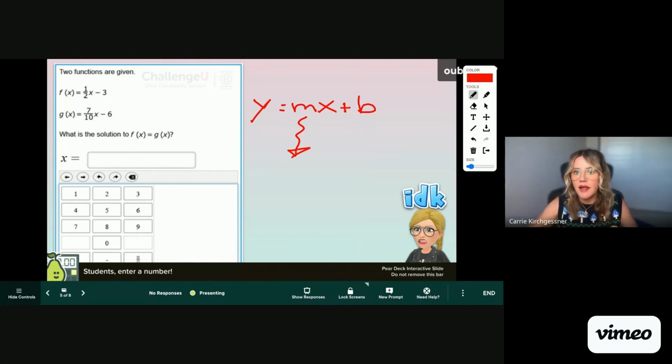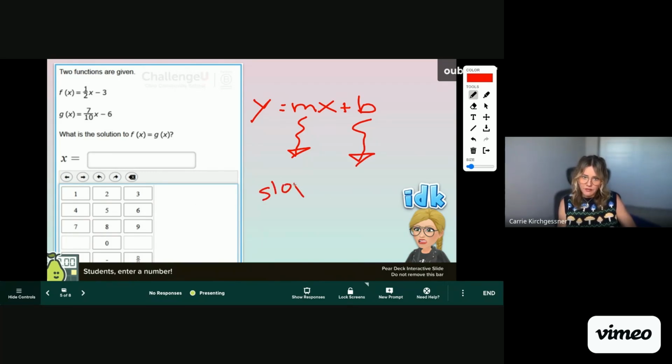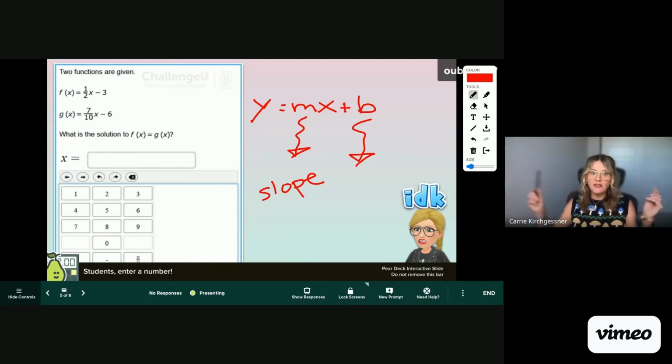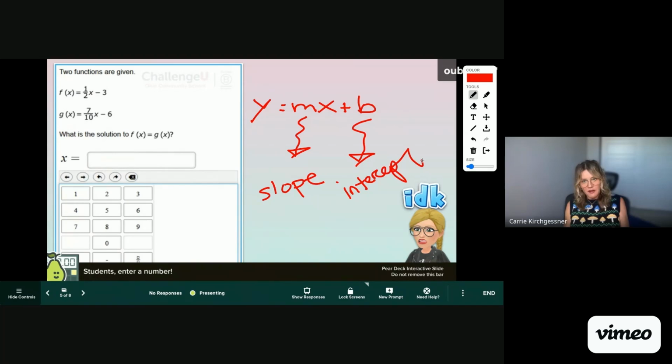Where M is the slope, and what is B? Do you guys remember what B is? We kind of talked about it in the last problem. And B is the intercept, meaning the place where the function crosses the y-axis, hence the name slope-intercept form. So here we have slope, and here we have intercept, where the slope is M and the intercept is B.